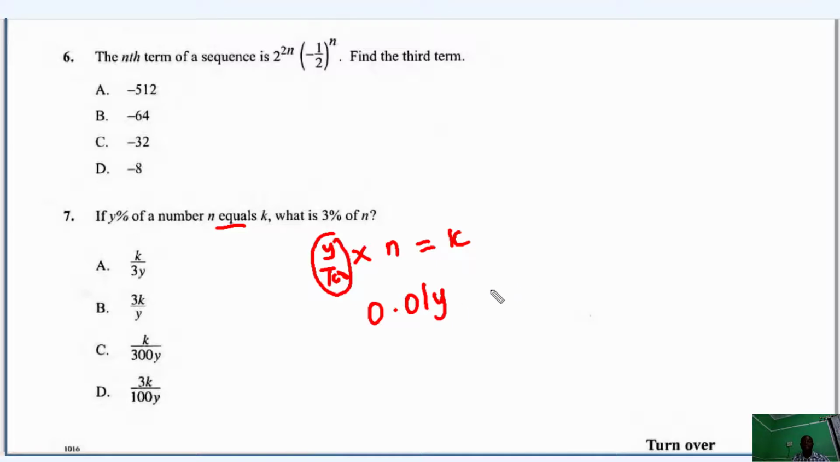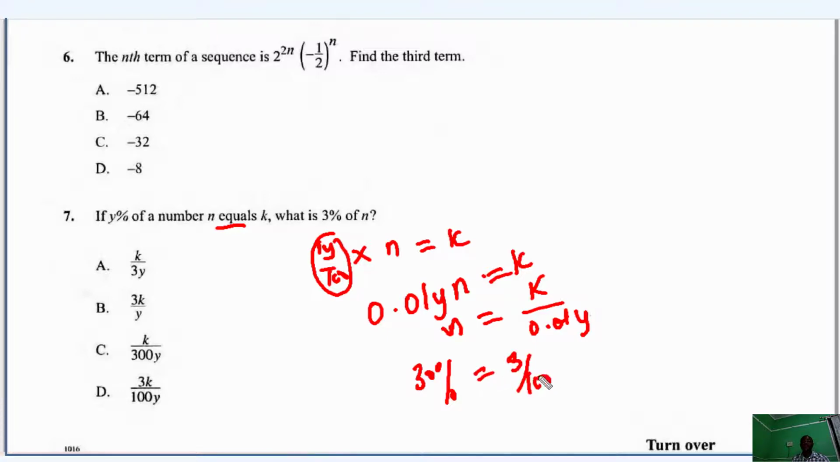0.01 y. So if you put this in the calculator, there will be 1 here, so 1 over 100 will give us 0.01 y. N should give us k. So our n will be equal to k over 0.01 y. So therefore 3% of n will be 3/100 times k over 0.01 y.